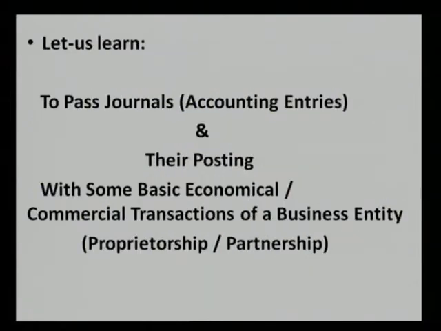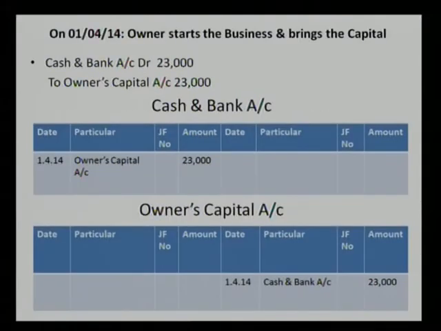the column amount. Again, let us learn to pass the journals or the accounting entries and their posting, which is the part of our syllabus right now, with some basic economical or the commercial transactions of a business entity. But today we are going to learn certain transactions related with only two of the business entities, either of the proprietorship firm or of the partnership firm. It is the transaction number 1. Say for example, on very first day of the financial year, that on 1st April 2014, owner starts the business and brings the capital.